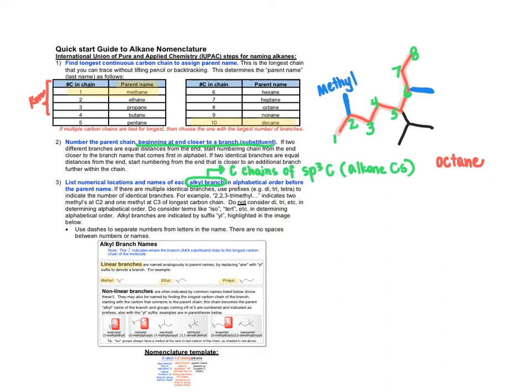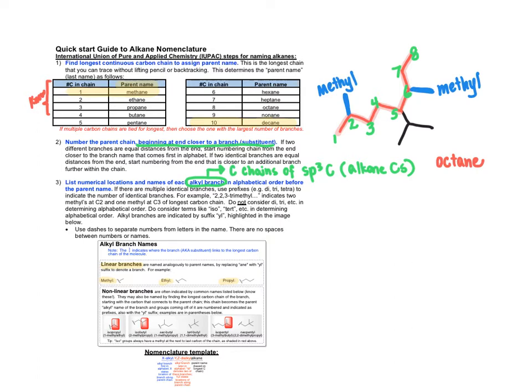Remember, when we count the carbons of the branch, we're not counting the carbons in red because we already counted those as part of the longest carbon chain. We're only going to count each atom or each group 1 time here. So we have 2 methyl branches coming off.